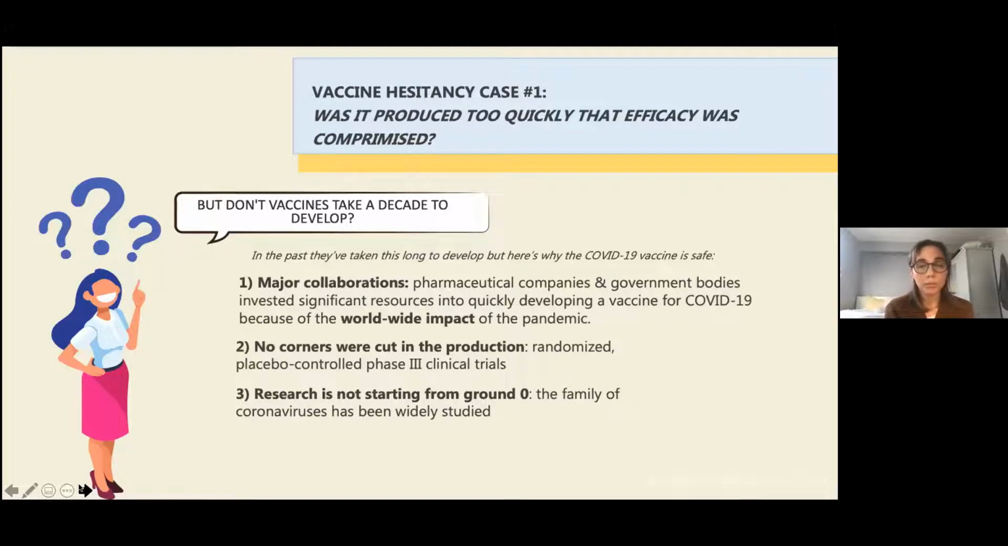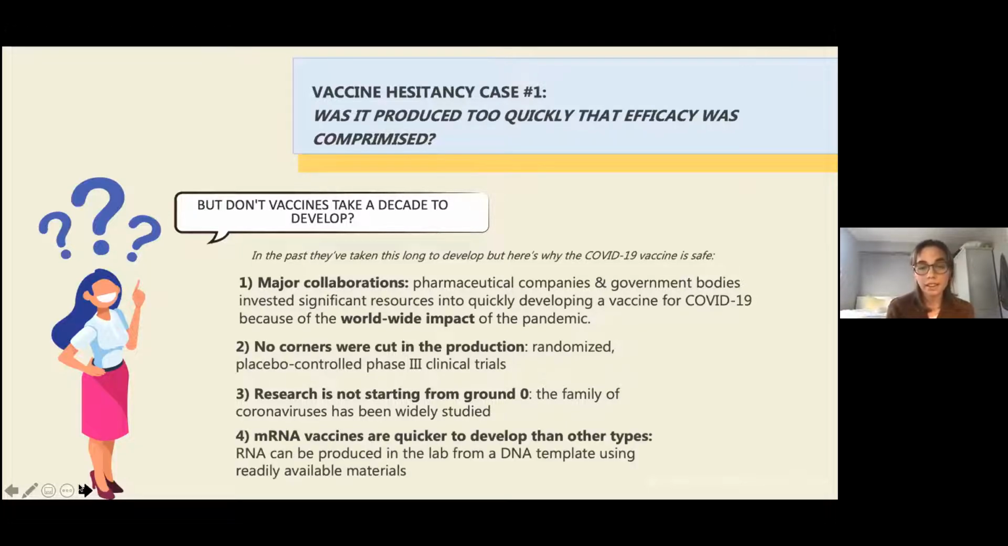Research is not starting from ground zero. The family of coronaviruses has been widely studied before, so it's not completely new to us. And lastly, mRNA vaccines are much quicker to develop than other types. RNA can be readily produced in the lab from DNA templates, versus inoculating a virus in a chicken egg, which takes a while.